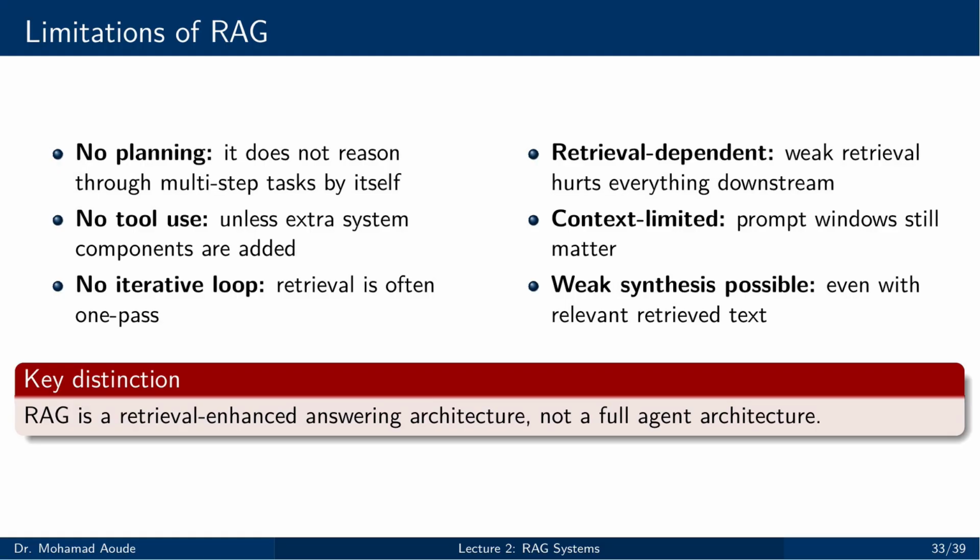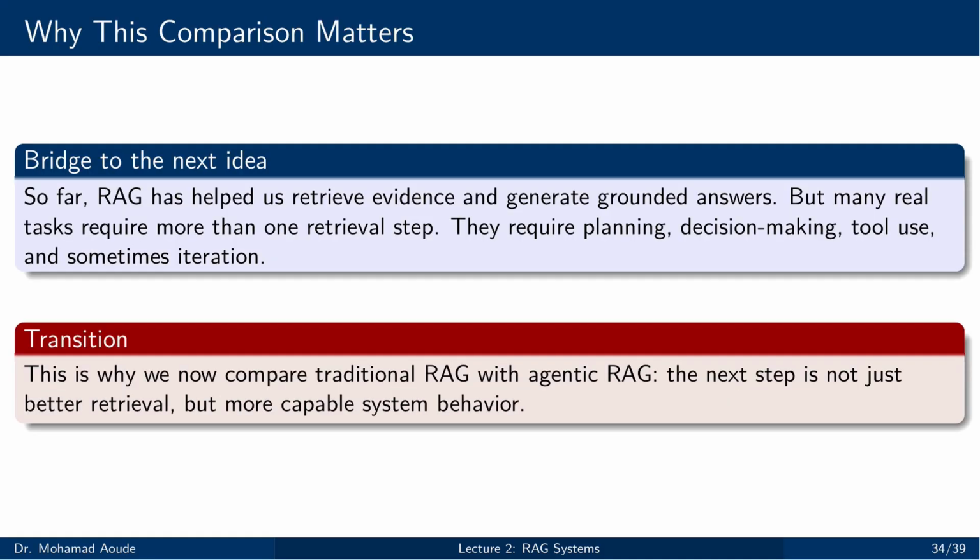RAG is therefore retrieval dependent. Weak retrieval hurts everything downstream. It is also context limited because the prompt still has finite capacity. Even with relevant chunks, synthesis may be weak if context is too large or poorly organized. So RAG is powerful, but it is not a full autonomous agent architecture. That distinction matters because some tasks require more than evidence-backed answering. They require planning, tool use, iteration, and reflective control. That limitation is what motivates the transition to the next architectural layer. This slide acts as a bridge.